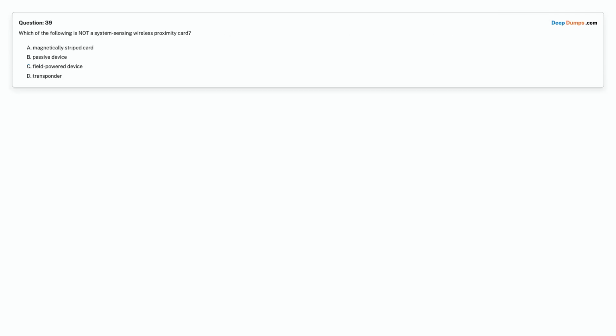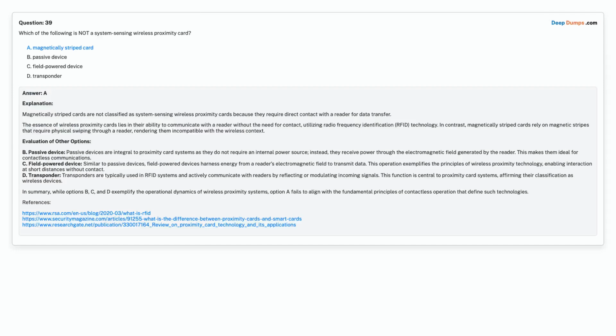Question 39. Which of the following is not a system sensing wireless proximity card? Option A. Magnetically striped card. Option B. Passive device. Option C. Field-powered device. Option D. Transponder. Choose the correct answer. Correct answer is option A. Magnetically striped card.